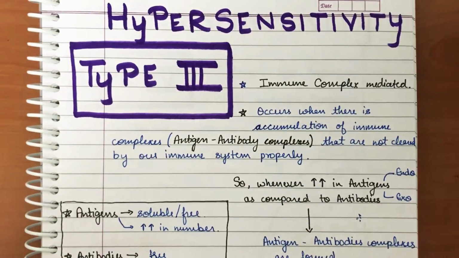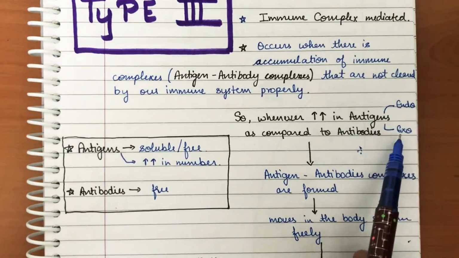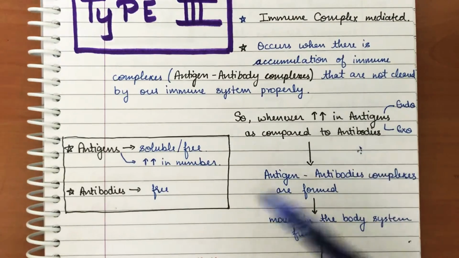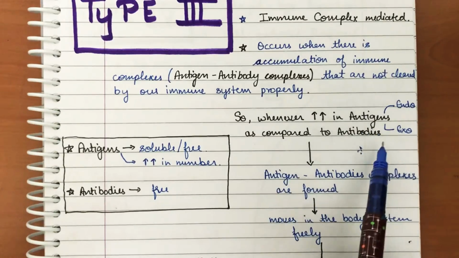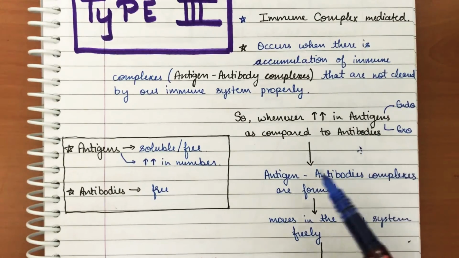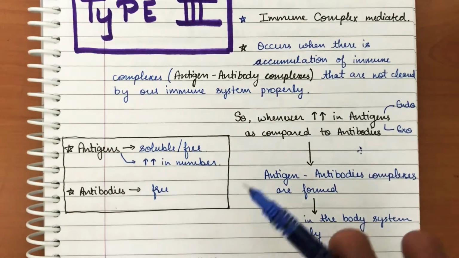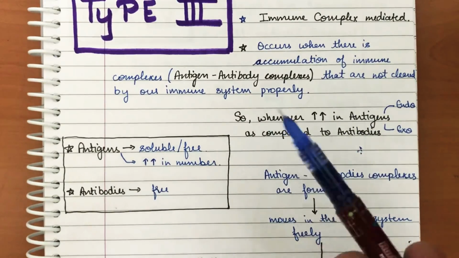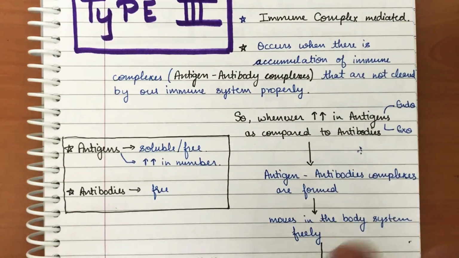So whenever in our body there is an increase in antigens, these antigens can be endogenous in origin or they can be exogenous in origin, as compared to antibodies. So what is exactly happening here is that, for example, exogenous antigens can come from pharmacological drug overdoses and certain drugs which are not cleared from the system properly, or endogenous antigens can be some DNA fragments, nucleotides, or other peptides which are thought to be of foreign origin by our own immune system.